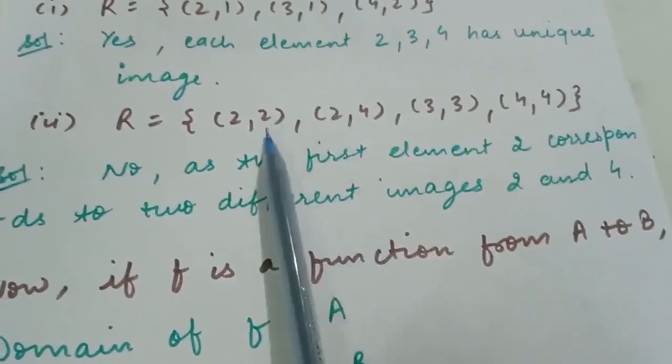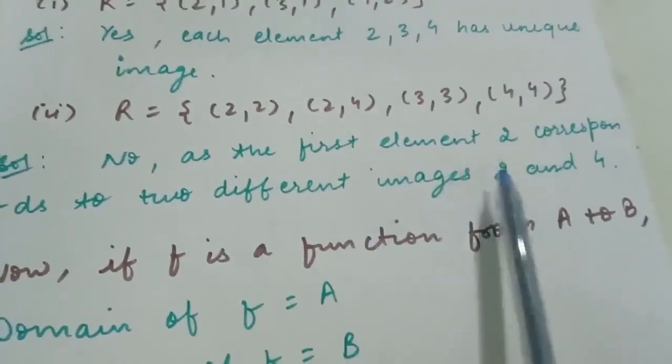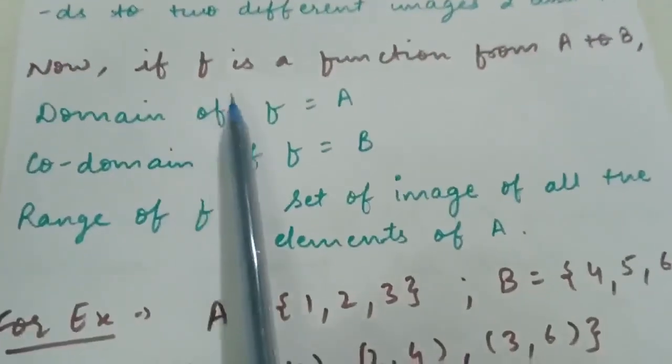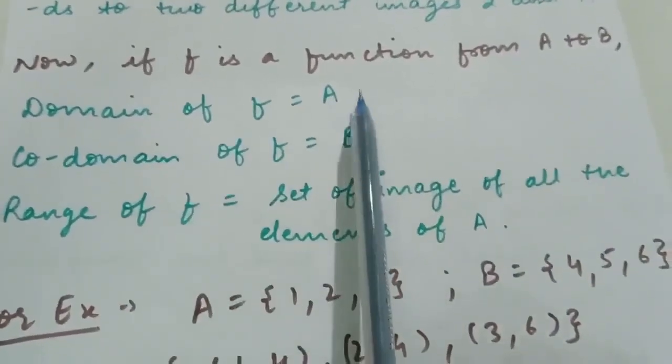It means that the first element has two images. So 2 corresponds to two different images, 2 and 4. So this is not a function. Now if f is a function from A to B, the domain of f is the set A.